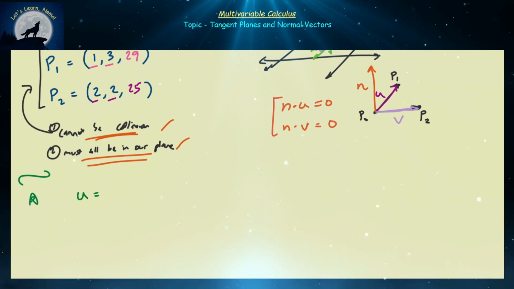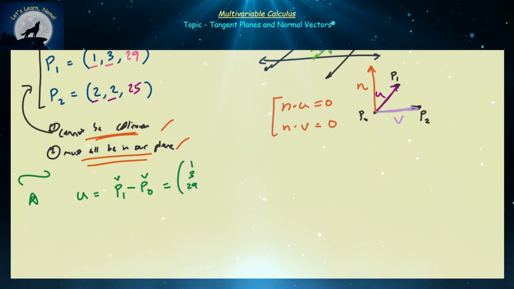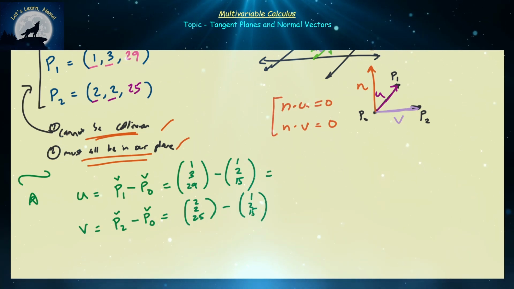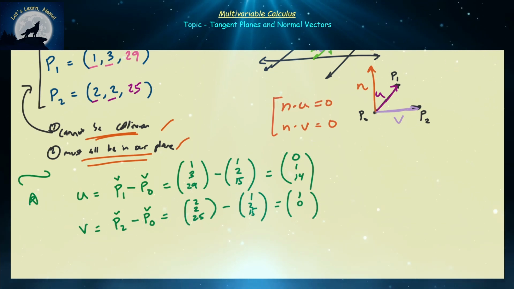So u will be equal to the vectorized version of P1 minus the vectorized version of P0. So that's going to be equal to 1, 3, 29 minus our reference point 1, 2, 15. And then v will be equal to the vectorized point of P2 minus the vectorized version of P0. So that's going to be equal to 2, 2, 25 minus the reference point 1, 2, 15. And then you're going to have your vectors u and v. So that's going to be equal to 0, 1, 14, and 1, 0, 10. All right, so those are your u's, and those are your v's.